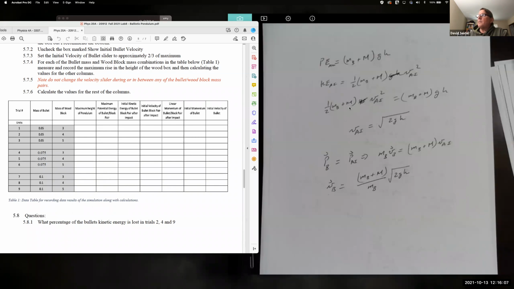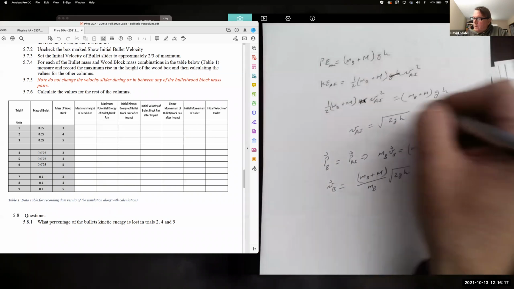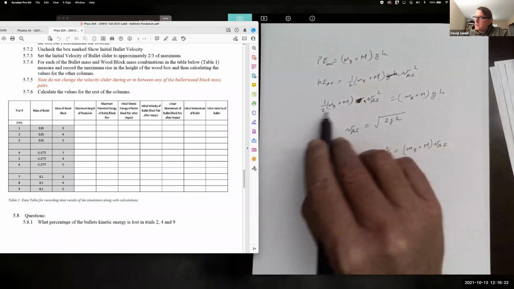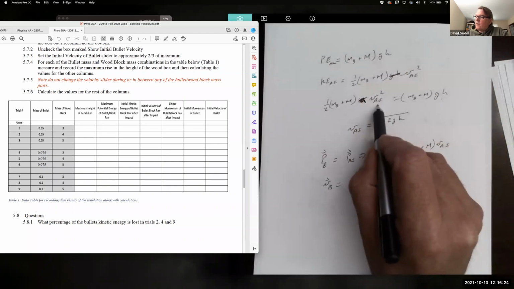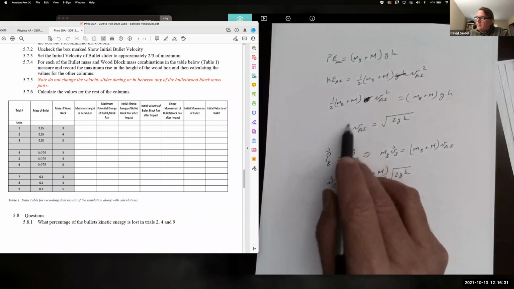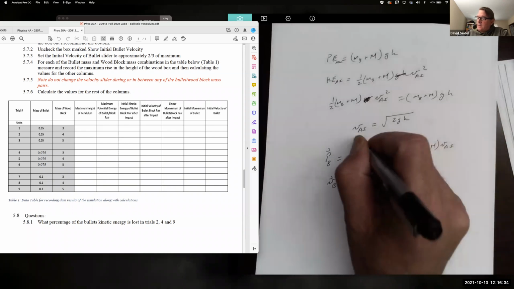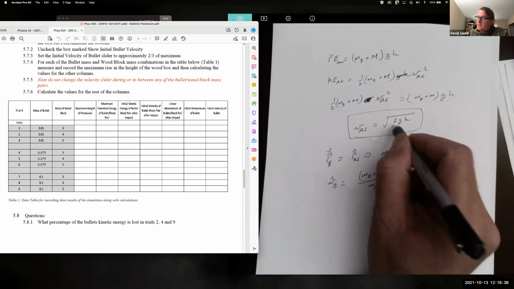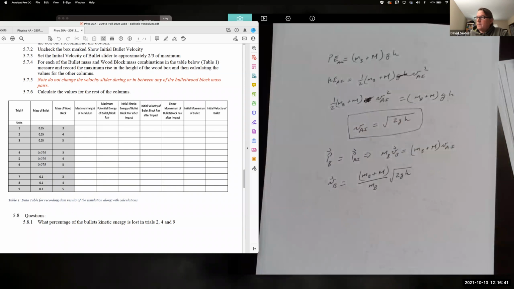So I know the mass of the bullet, the mass of the block, and I know what 1/2 equals. So I can write that these two are equal. This is the kinetic energy right after impact. This is the potential energy at max height. So I can write that the velocity of the bullet block pair right after impact is square root of 2gh.